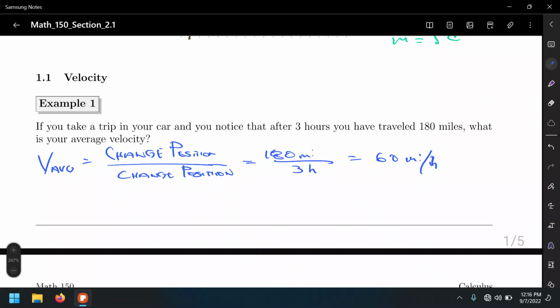Alright, so we're going to make this problem a little fancier under a different situation. Yes? That's supposed to say change in position. Yes, that's supposed to be change in time. Yeah, thank you.